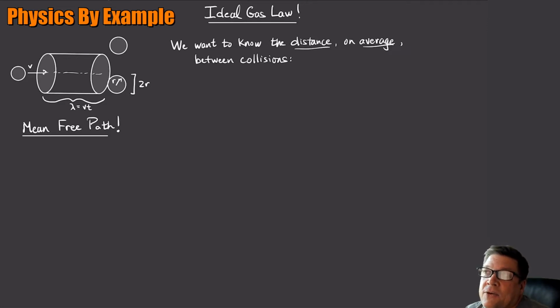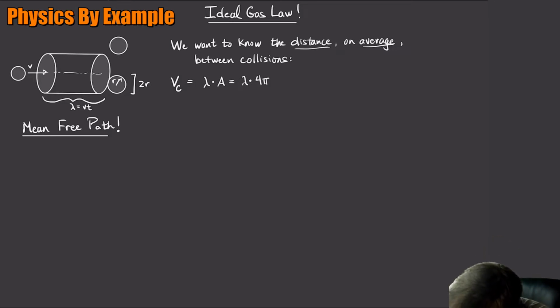All right, so let's figure out what that is. The volume of this little cylinder, I'll call it V sub c. What is the volume of that little cylinder? Well, it's lambda times the area on the end. What is the area? It's just pi radius squared, but the radius is 2r, so this is going to be 4 pi r squared. So that's the volume of this little tunnel.